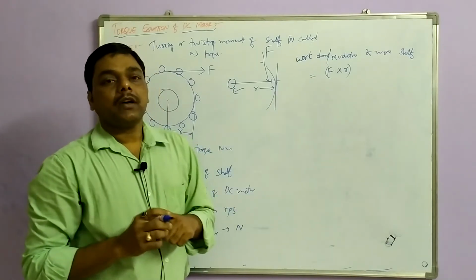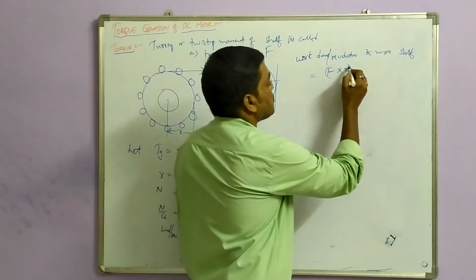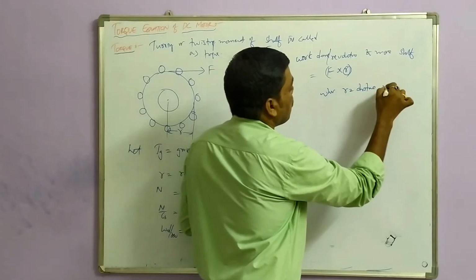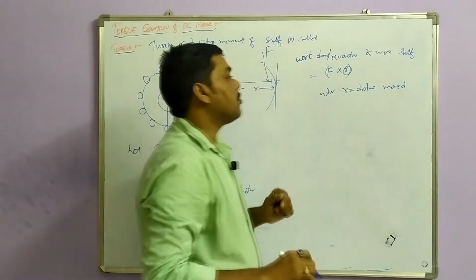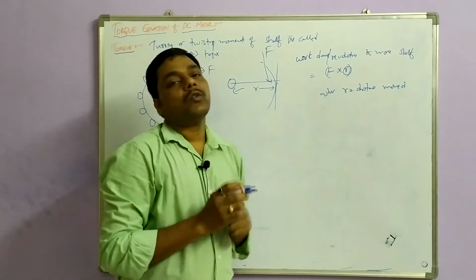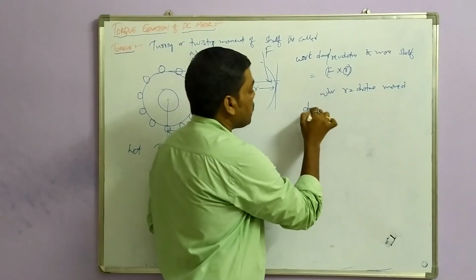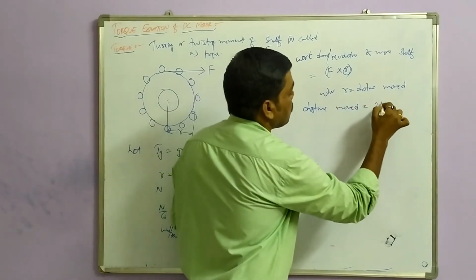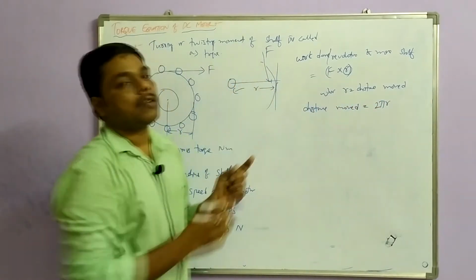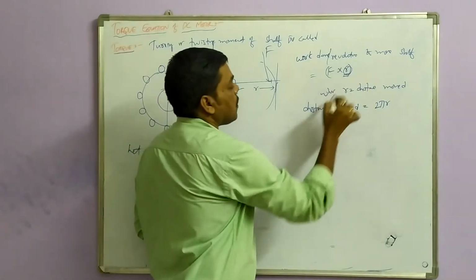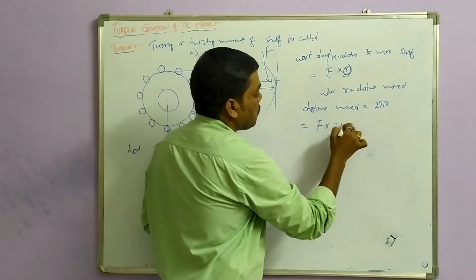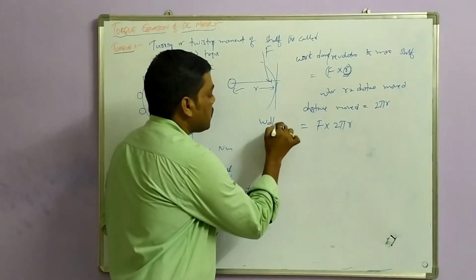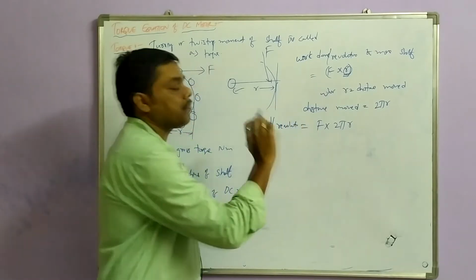Now this r must be the distance moved. But the distance moved may not be equal to r; since it is circular, the distance moved is equal to 2 pi r. So you have to replace r by 2 pi r, giving F into 2 pi r. This is the work done per revolution.